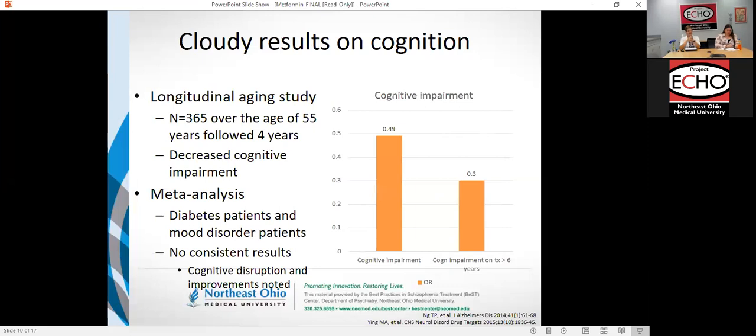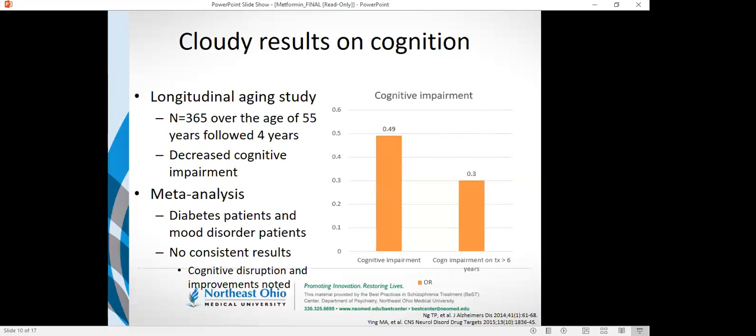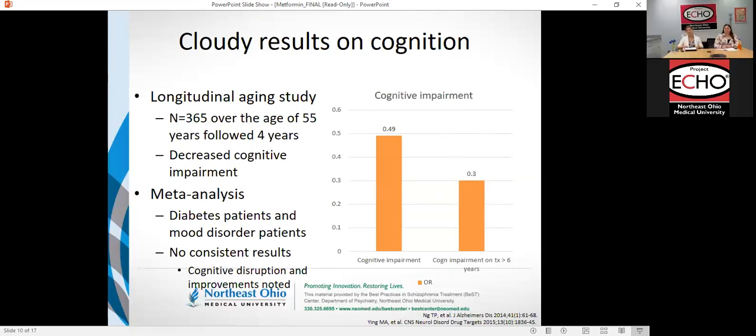and they were unable to find any consistent results. So there were some improvements noted. They were not all measured consistently. The longitudinal study used the mini mental status exam. Their threshold was 23. Some of the cognitive improvements may have been just changes on the clinical global impression scale, and they really weren't standardized tests, so they were considered weak data.